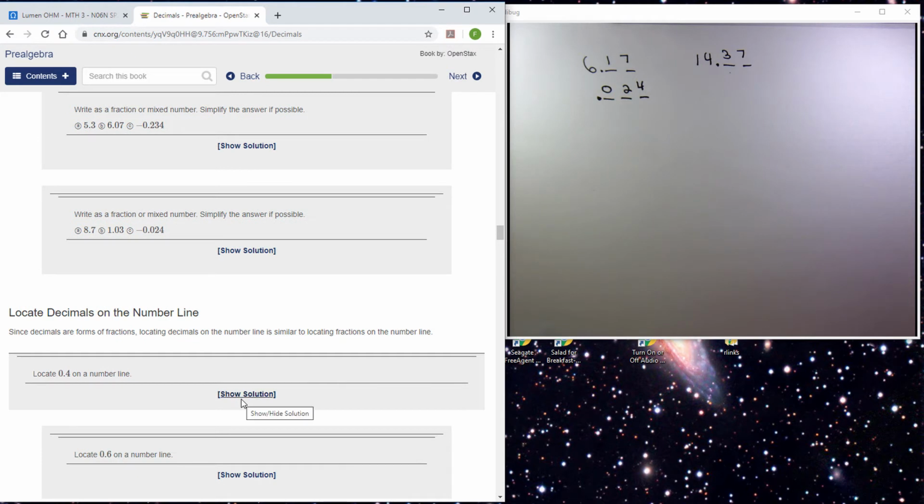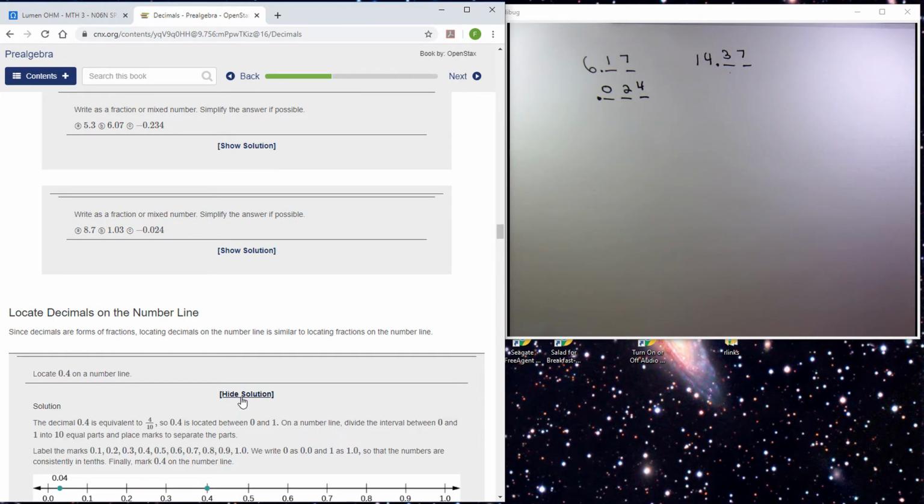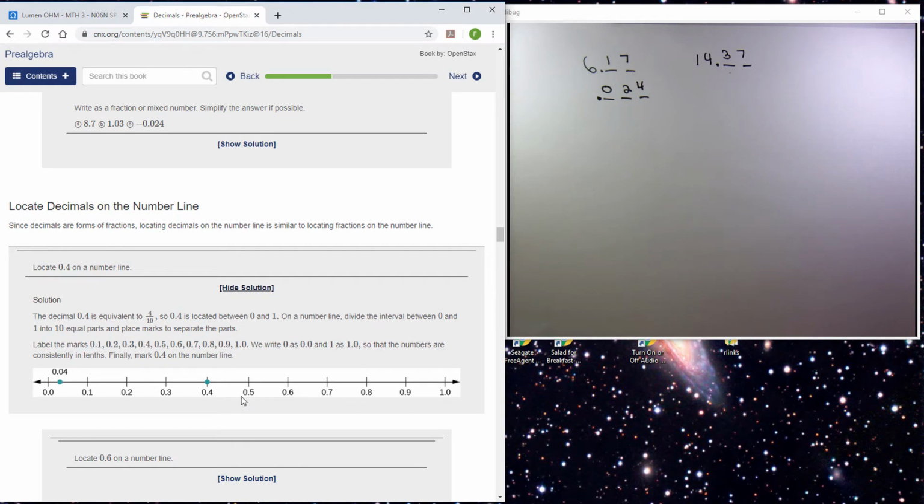Now let's look at locating decimals on a number line. So we have 4 tenths here. Notice this is scaled out to every tenth place. So starting from 0.0. So 4 tenths is going to be right there.